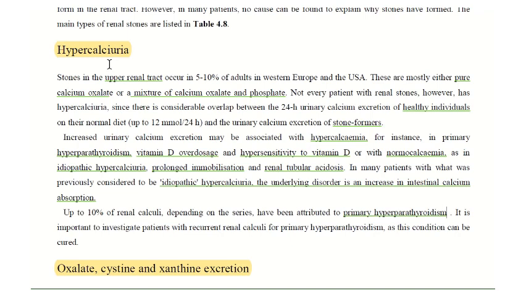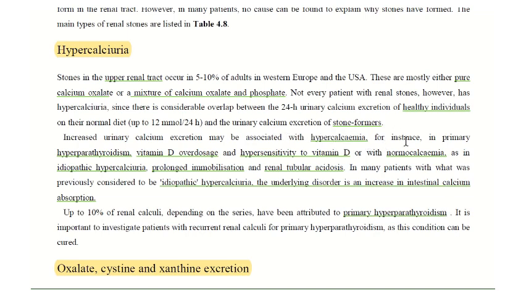Since بسبب أنه there is considerable overlap between the 24-hour urinary calcium excretion of healthy individuals on their normal diet, up to 12 millimole per 24 hour, and the urinary calcium excretion of stone formers. Increased urinary calcium excretion may be associated with hypercalcemia. إذن زيادة urinary calcium excretion ربما يكون له علاقة بالhypercalcemia.